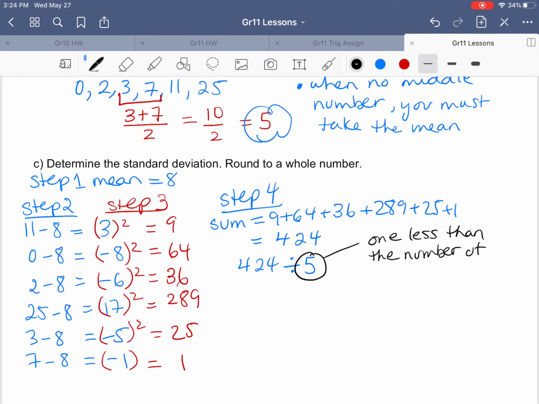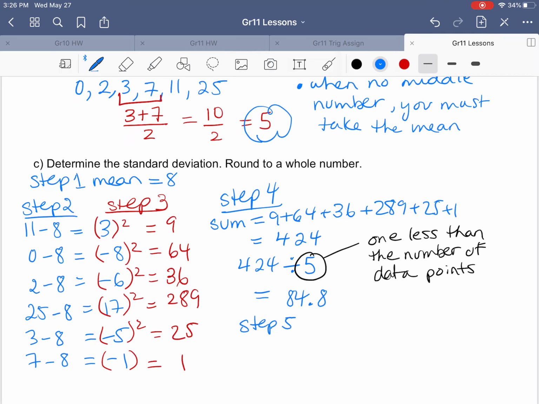This part is different whether you're looking at a sample or at a population, but I've just kept it as one rule in any case to simplify it for us. So that is part of our step 4, and that answer is exactly 84.8.